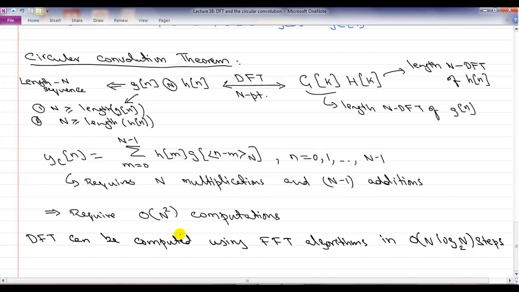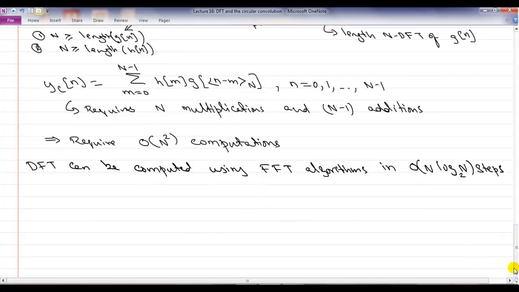So this means that we can use FFT to compute our DFTs in order n log n computational steps, and therefore we can use the DFT to compute circular convolution, and the complexity of the total circular convolution will be in that case order n log n as opposed to order n squared. Now this is huge savings when you are trying to use capital N very large. N squared is much bigger than n log n.